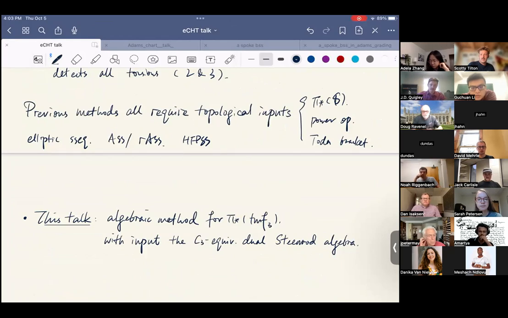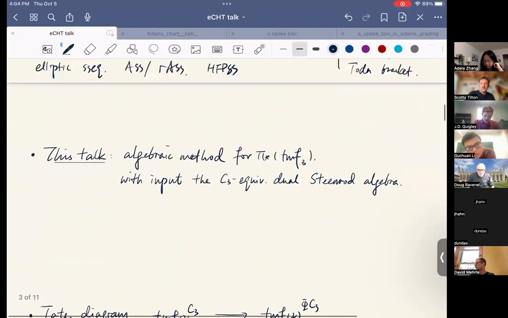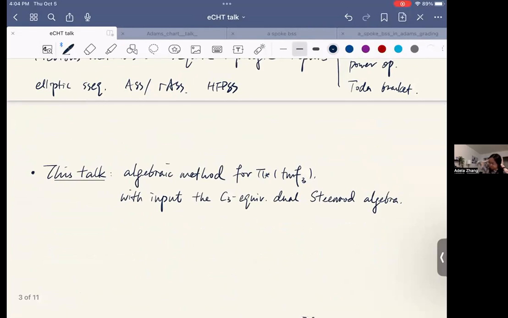The input we use here is the C3 equivariant Singer algebra. So first, let's just do some reduction. Let's just assume that everything is 2-local from here on.